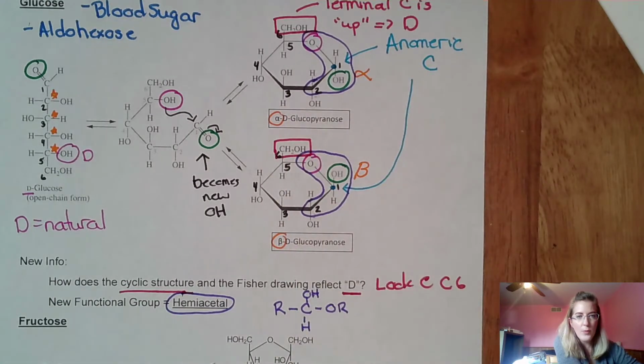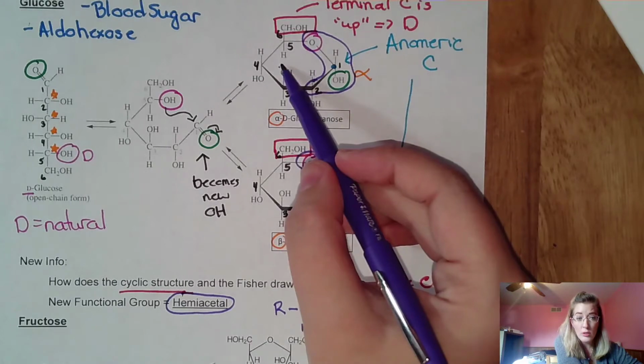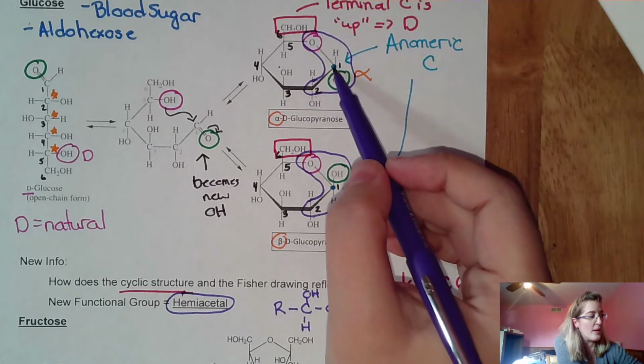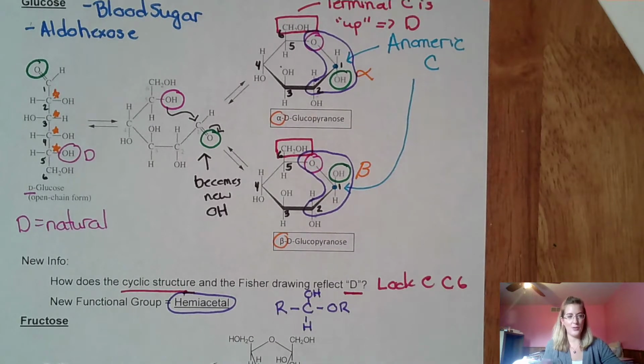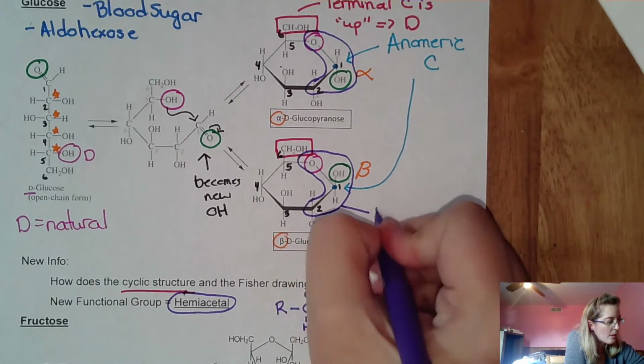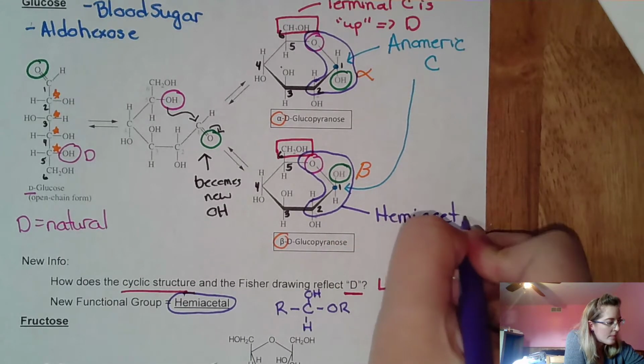You have a center carbon, the center carbon has an OH and an OR group, has a hydrogen, and then it has another R group. That's a hemiacetal surrounding that anomeric carbon. It comes a little bit into play later as to if you have one, what does that mean? Is that quickly diagnostic of something? It is. So I bring it up now so that you know the terminology. Hemiacetal.